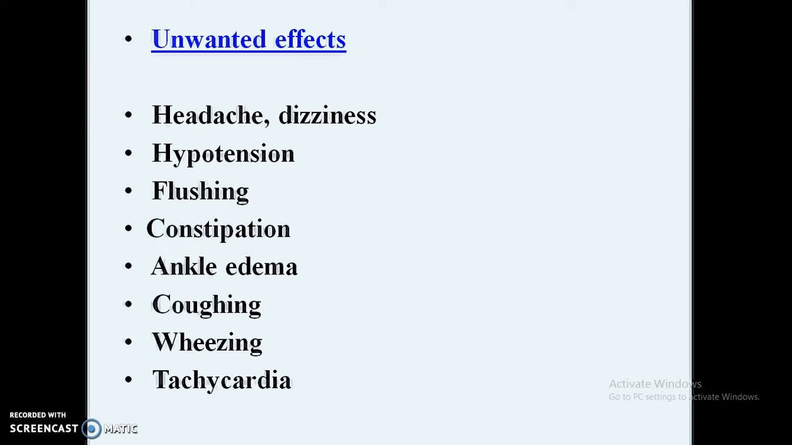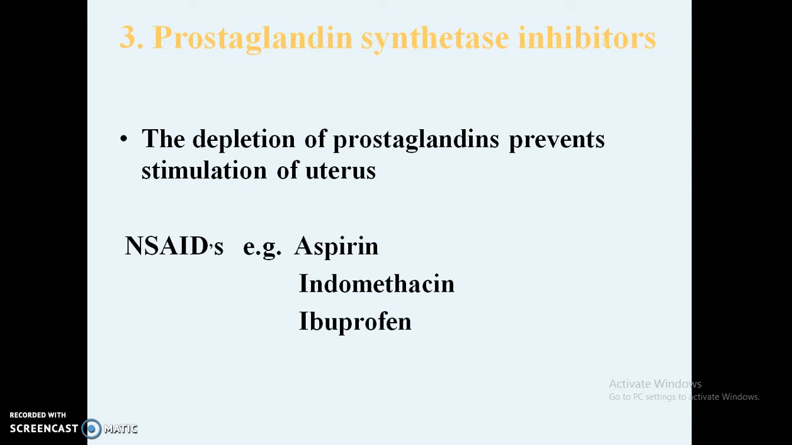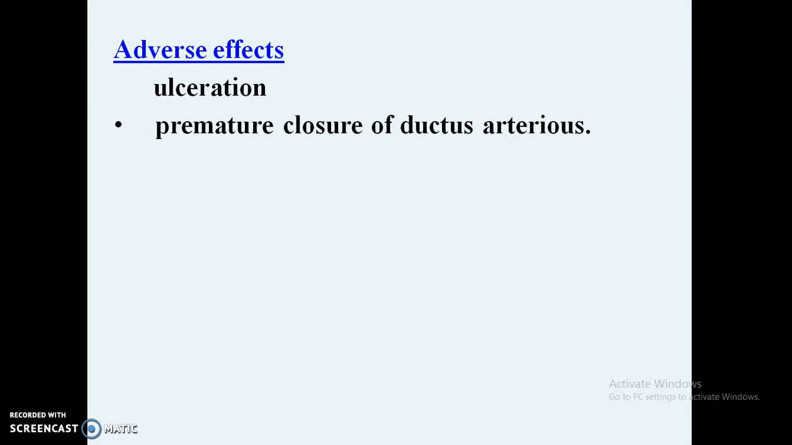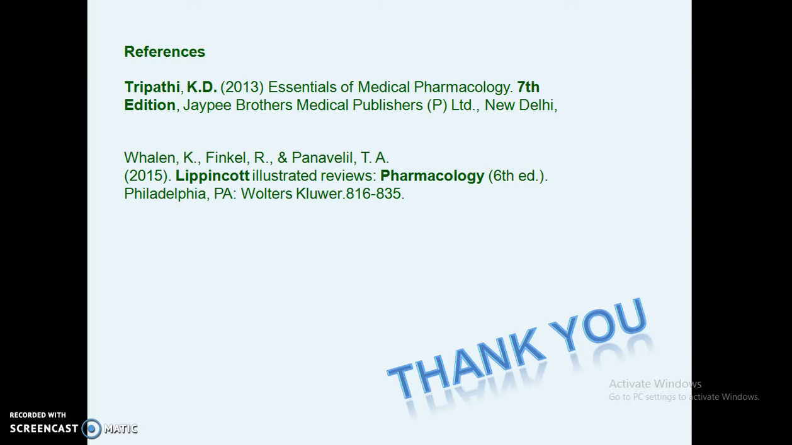used at term. Coming to the prostaglandin synthetase inhibitors, which stop the synthesis of prostaglandins, the depletion of prostaglandins will prevent the stimulation of the uterus. Examples are aspirin, indomethacin, and ibuprofen. Adverse effects are ulceration and premature closure of the ductus arteriosus. So this is about the oxytocics and tocolytics, and this is the reference.